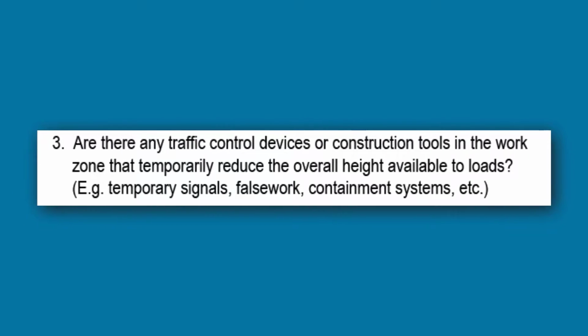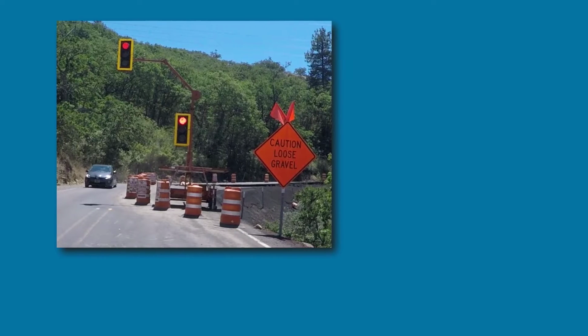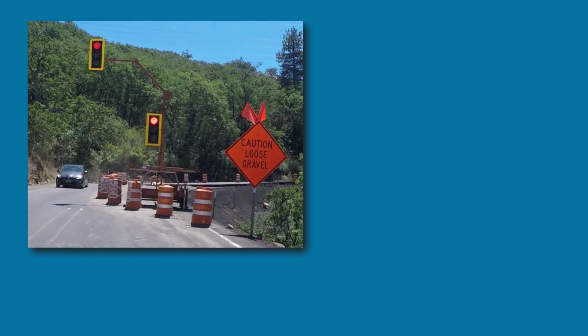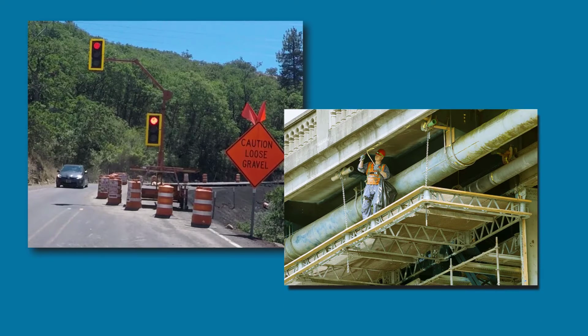Question 3 addresses temporary height restrictions. Indicate if the vertical clearance for traffic will be reduced due to temporary obstructions over the roadway. Examples include temporary traffic signals, bridge false work, and bridge containment systems.